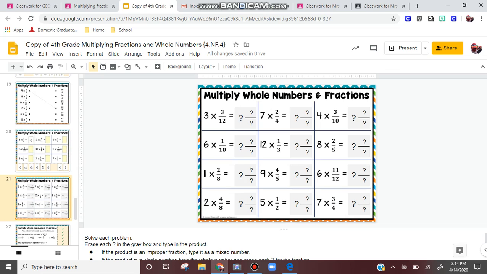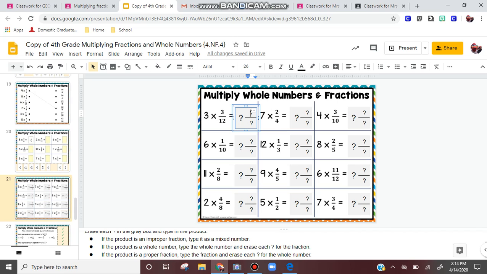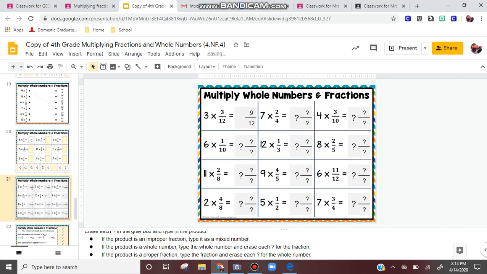Yes, 9 over 12. So that one, what does it say over here? If the product is an improper fraction, type it as a mixed number. If the product is a whole number, type in the whole number. If the product is a fraction, type the fraction, and erase them. So this one is just 9/12. So you're going to type in 9/12. And then it says you can erase that because it's just 9/12. It's not a mixed number.